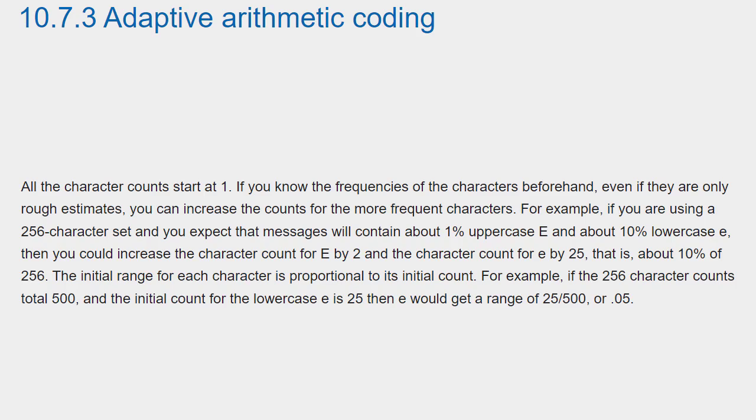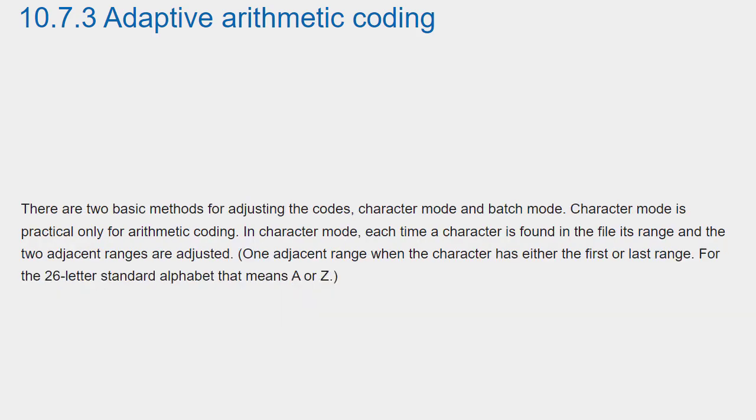The initial range for each character is proportional to its initial count. For example, if the 256 character counts total 500 and the initial count for the lowercase e is 25, then e would get a range of 25 over 500, or 0.05.